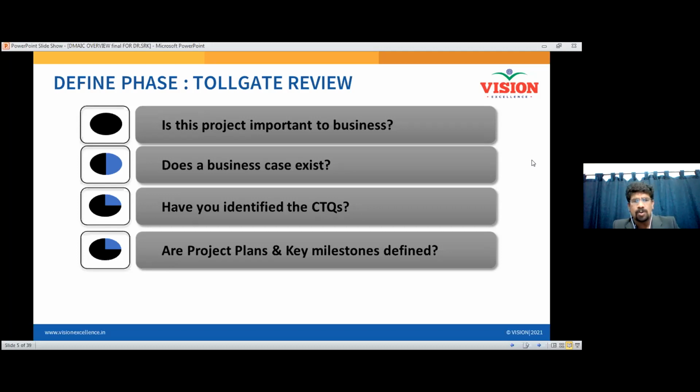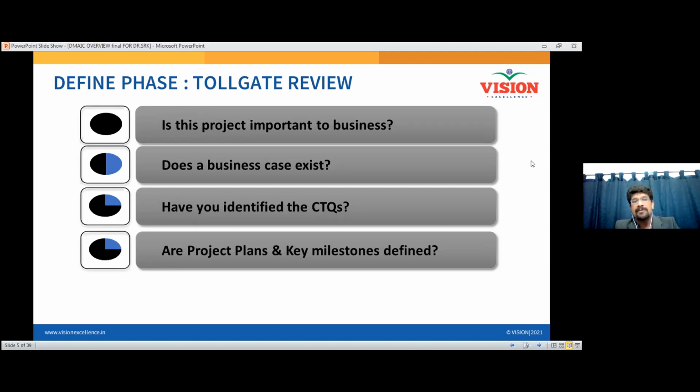What is this critical to quality? Y is equal to f of x. See, instead of concentrating on Y, if I adjust the X, I will be able to change the Y. That is what Dr. Sivakumar was explaining to you in the previous session. So I have to identify the critical to quality factors, which will help me to improve my output easily. So I have to do that in the define phase.